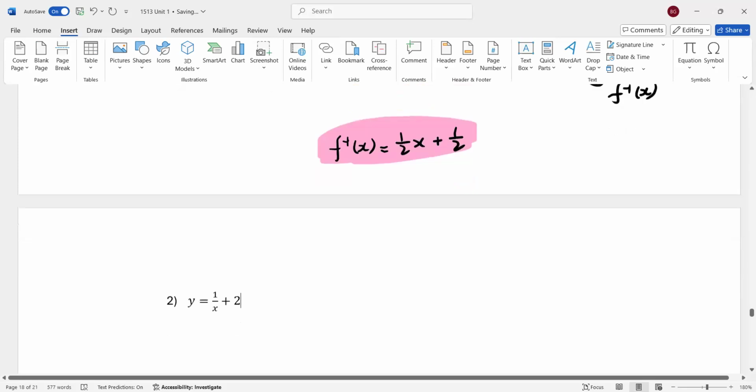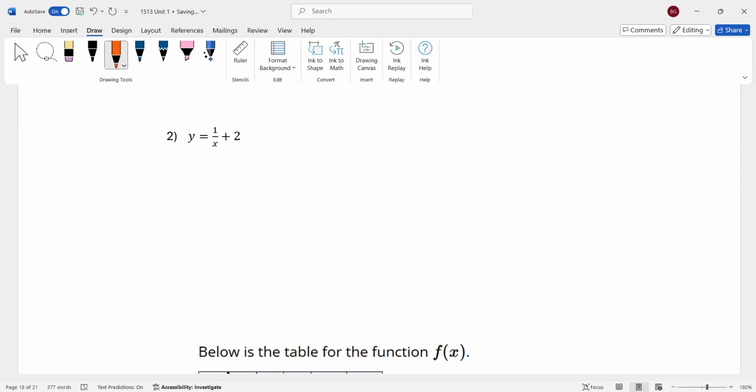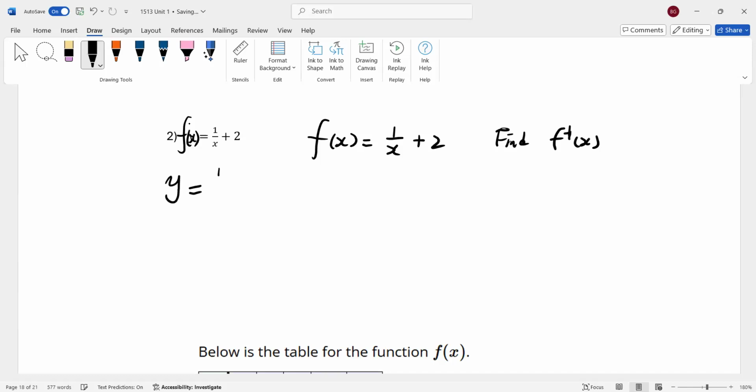All right. Number 2, same requirement. We have f of x equals 1 over x plus 2. Function f is given. We need to find the inverse. Find f inverse of x. Let's follow the 4 steps. First step, replace f of x with y. So we have y equals 1 over x plus 2.